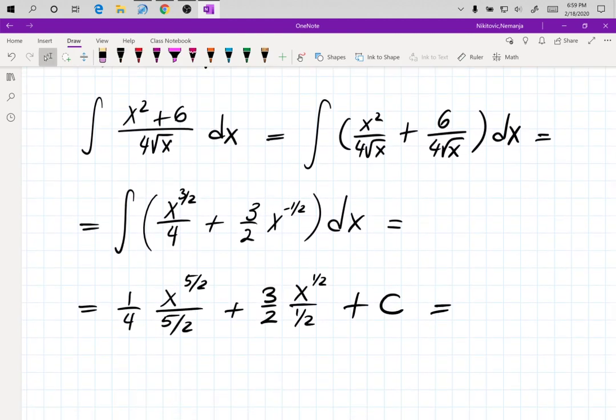By the way, this plus C is not optional. 10 integration problems, 10 plus C is missed. Minus 10 points, you lose a whole grade. Don't miss on plus C.